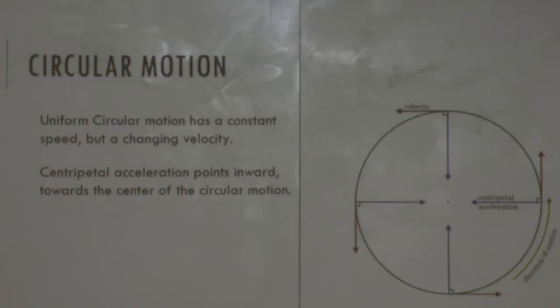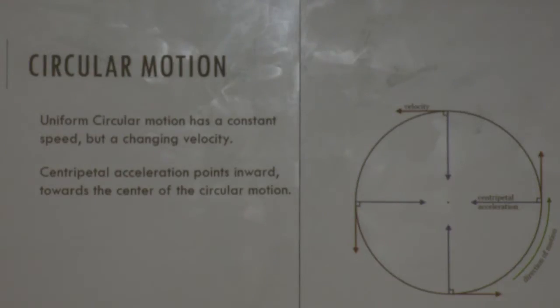Basically, if you have something moving in a circle, it will have a constant speed but a changing velocity. That's because your velocity vectors will constantly change direction, and since they're changing directions, they're not the same velocity vector. But your speed, which is just velocity without a direction, will stay the same.